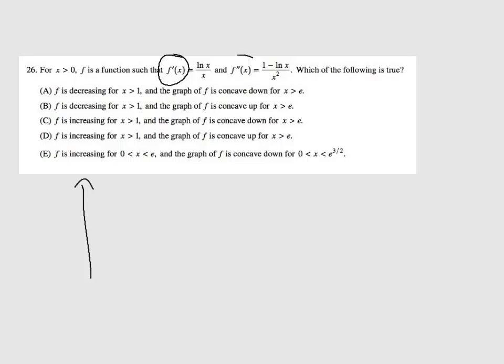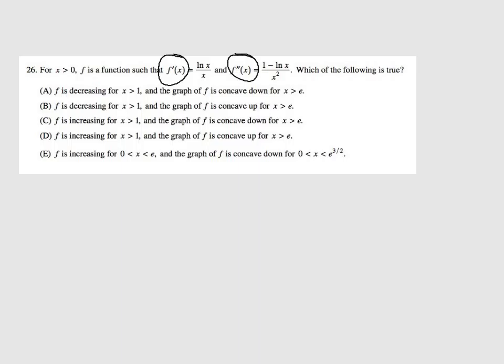And then they give you f double prime, and they ask a bunch of questions about concavity. Well, you know that something is concave up or down based upon f double prime. So we have all the relevant information. Now let's go ahead and actually look at these functions themselves and see if we can decipher them.